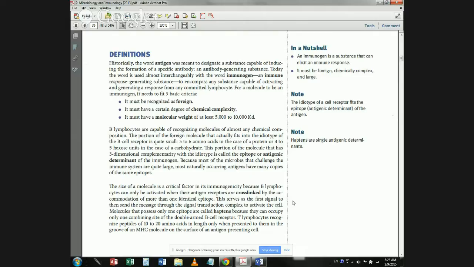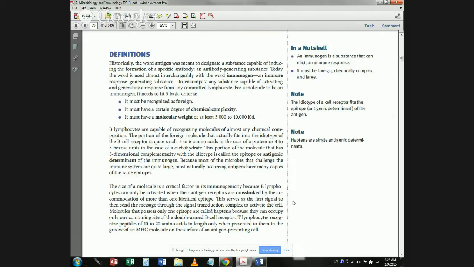Doesn't have to cause an antibody to form, but we use it interchangeably nonetheless. Now, suppose you have a big molecule of antigen; it might have different parts that will bind to the antibody. That exact chemical area that binds to the antibody is called the epitope. It is also called the antigenic determinant of the immunogen, same thing.